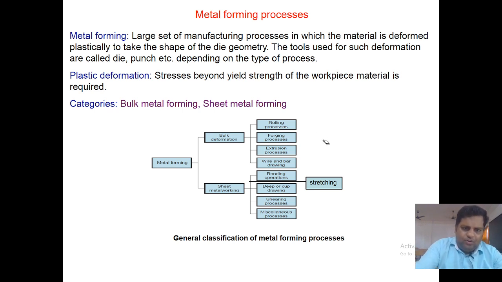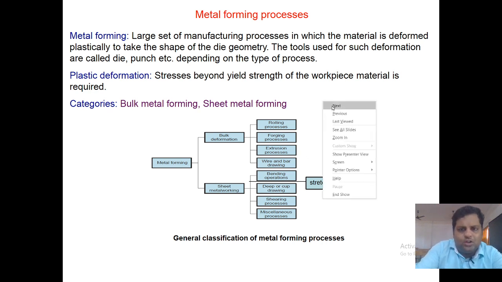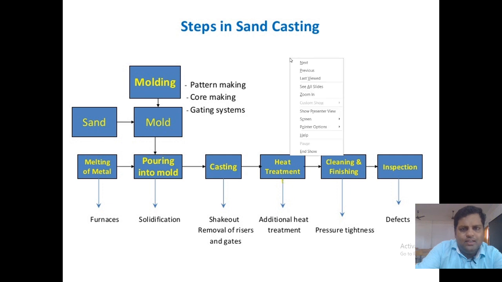Okay, metal forming is classified as bulk deformation and sheet metal working. Under bulk deformation, it is further classified as rolling process, forging process, extrusion process, wire and bar drawing. Okay, in sheet metal working, it is further classified as bending operation, deep and cup drawing, shearing process, miscellaneous processes, stretching also comes under sheet metal working. These are the general classification of metal forming processes. Okay, I will move on to the next slide.